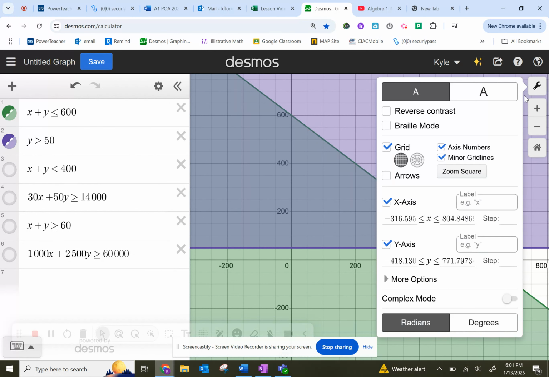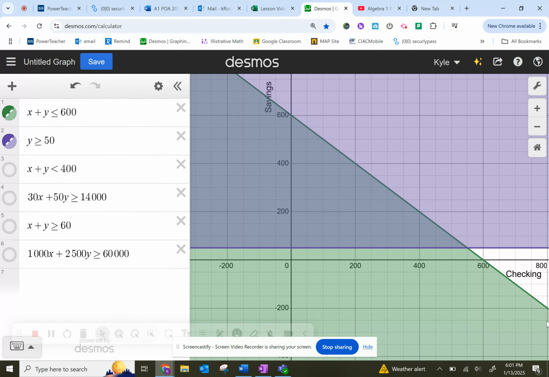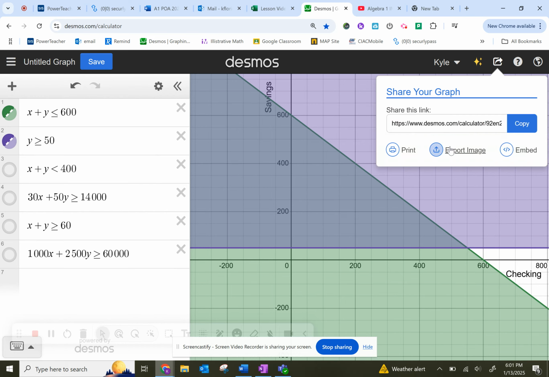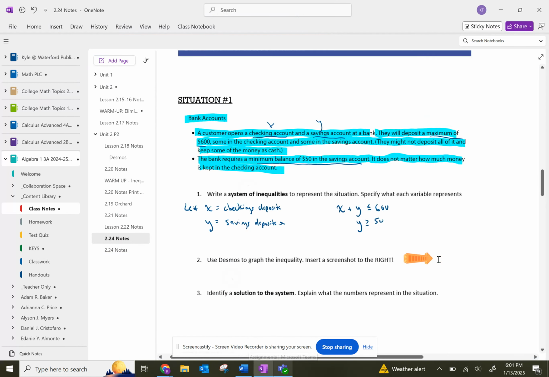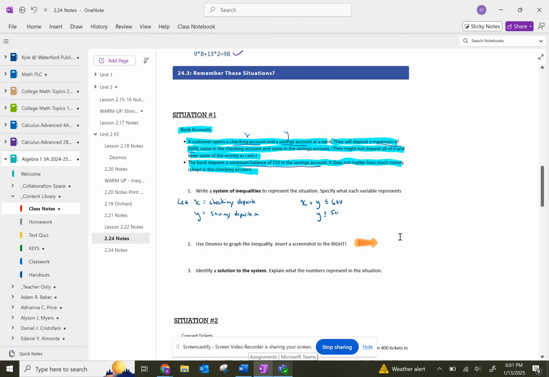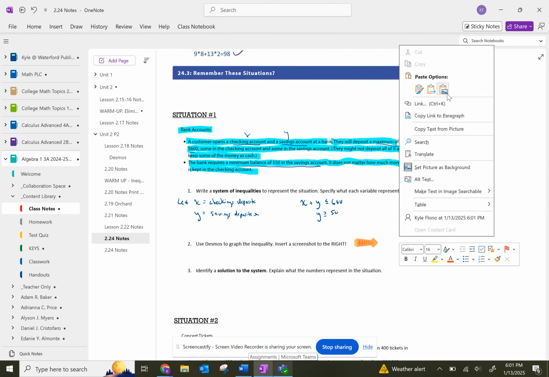Now remember on Desmos, you can actually add labels for the axes. So I can make my x checking and y savings. And again, you don't have to do this, but it's a good way to see what's going on here. So now when I go to share graph, I'm going to export image. You can keep the lines, then you can make them thick or thick with two C's. Either way, we're going to copy image.